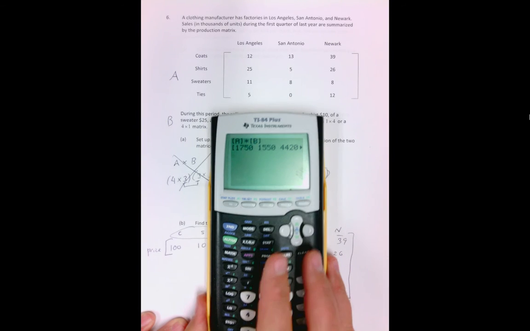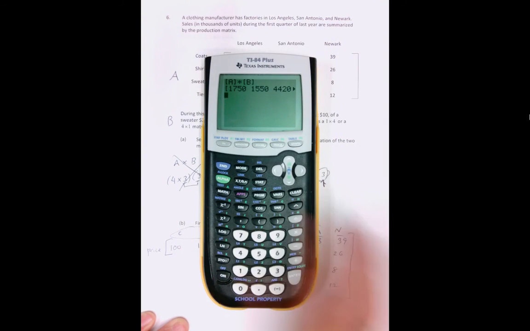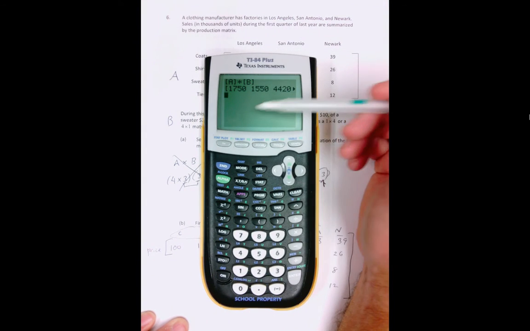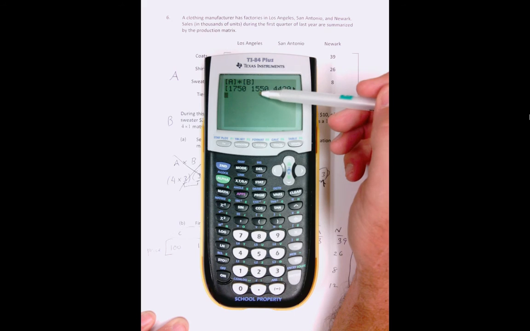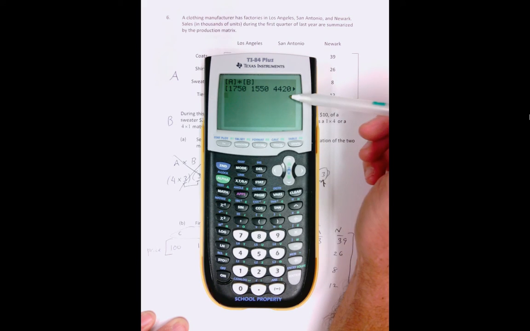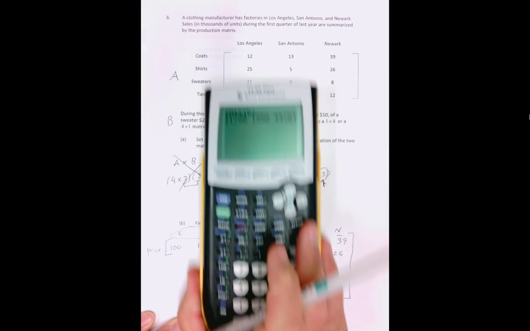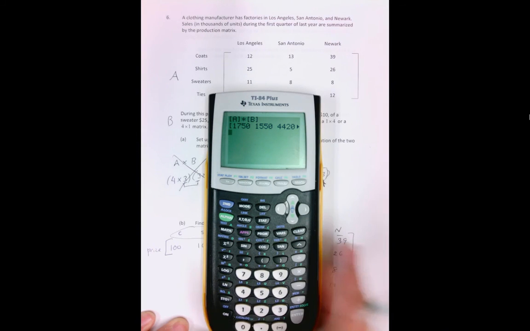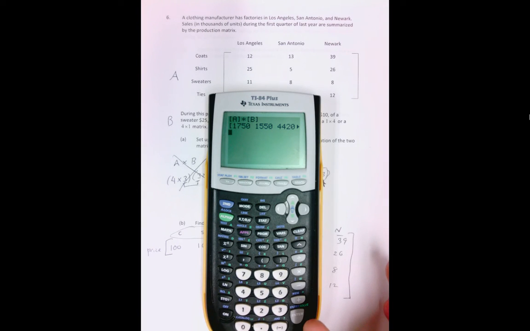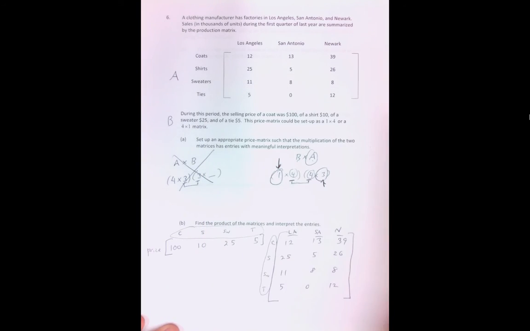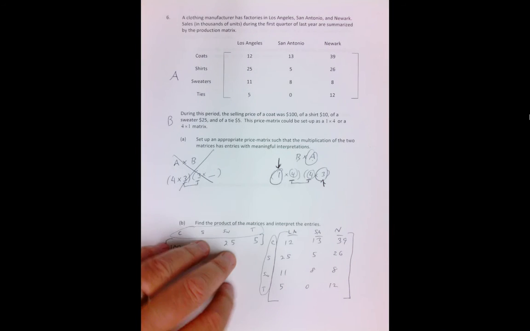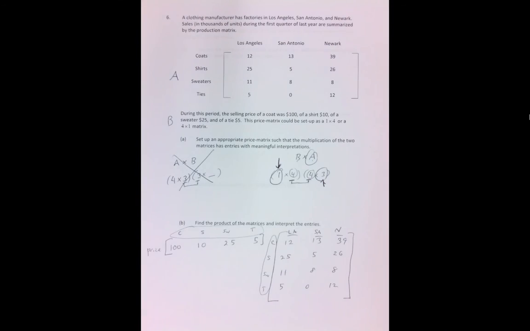And I know that the total cost in LA is $17.50, San Antonio $15.50, and in New York $44.20. Now guys, this is in thousands of units, so you know we would multiply that by 1,000. All right? Kind of a tricky problem there, at least setting it up.